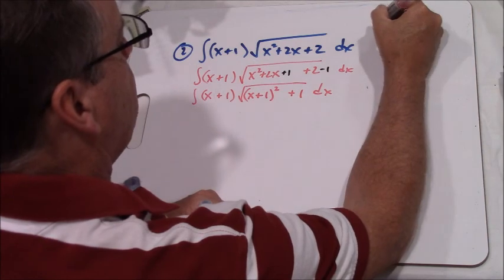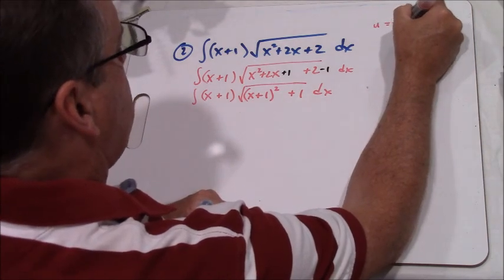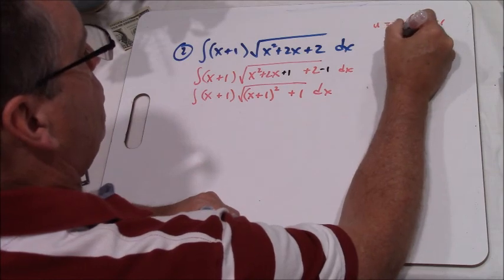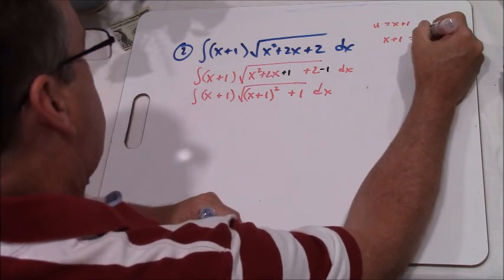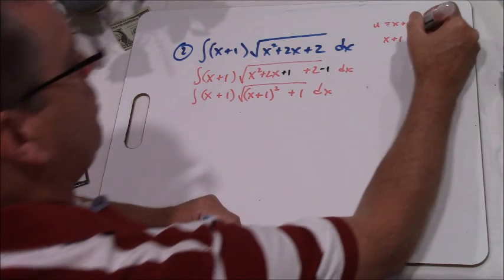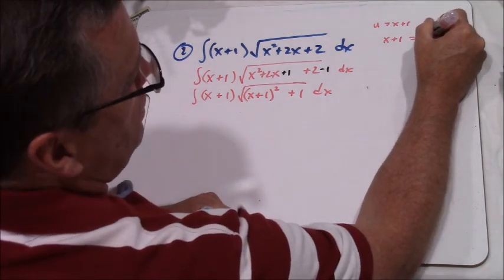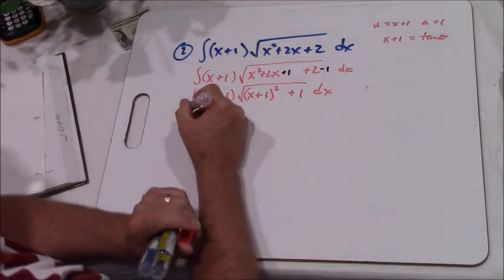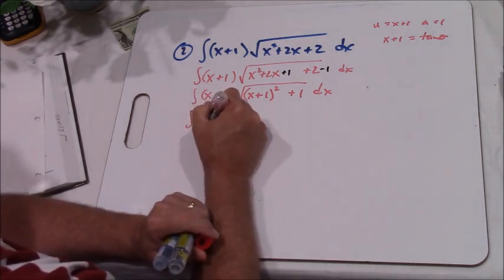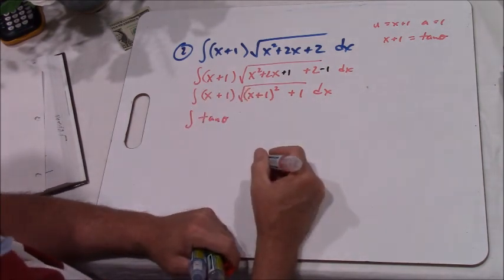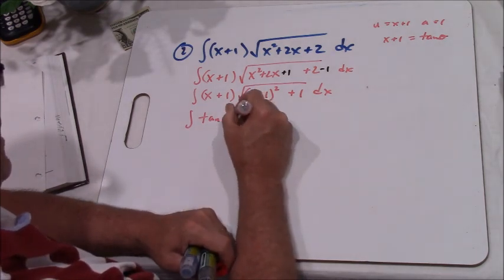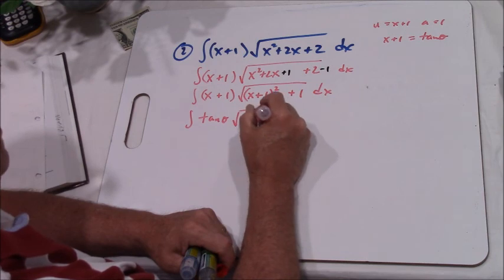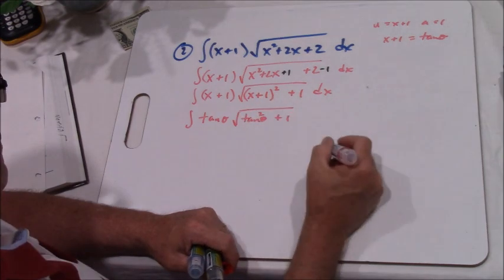So if u equals x plus 1 and a equals 1, I want to let u equal a, let's see, we're adding, so a tangent theta. So just 1 tangent theta. And so that means I have a tangent theta out here. Inside the square root, I've got a tangent theta squared plus 1.